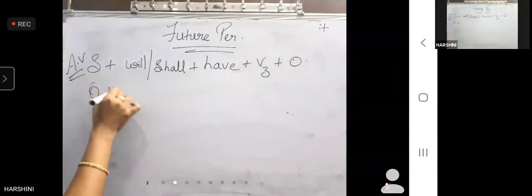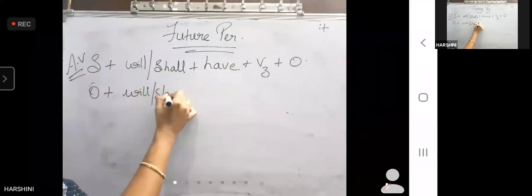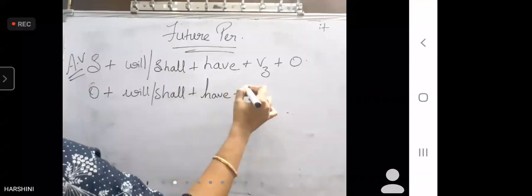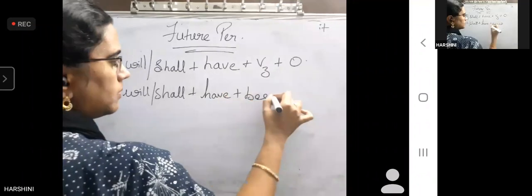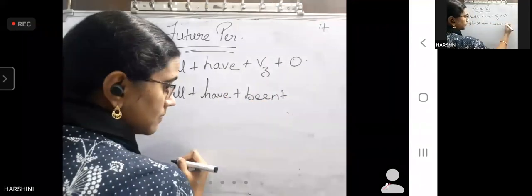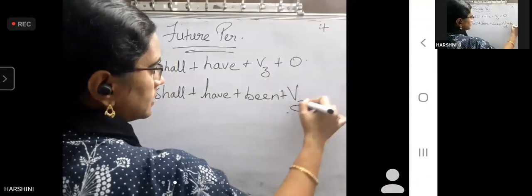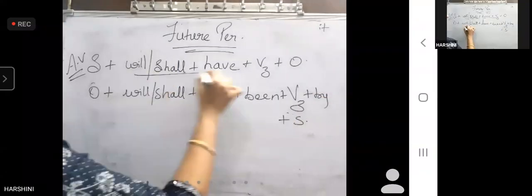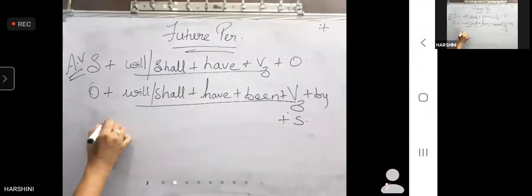Now, come on, you can tell the answer. Will or shall plus have, only have, plus been, plus what? Very good. Plus been plus after been V3, plus by plus subject. So we'll have V3 became will have been V3. That's it.